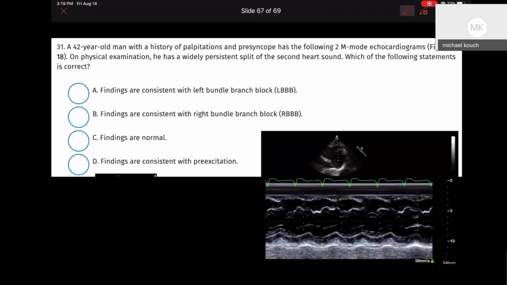All right. Last question. 42-year-old male with a history of palpitations and presyncope has the following 2D M-mode echocardiogram. On physical exam, he has a persistent widely split second heart sound. Which of the following statements are correct? Anybody want to read these out loud, real loud? Findings are consistent with left bundle branch block. Findings are consistent with right bundle branch block. Findings are normal. Findings are consistent with pre-excitation. Sweet.